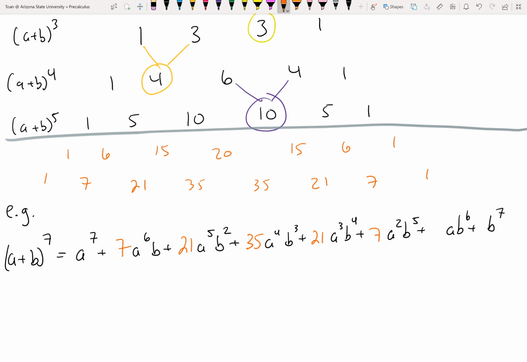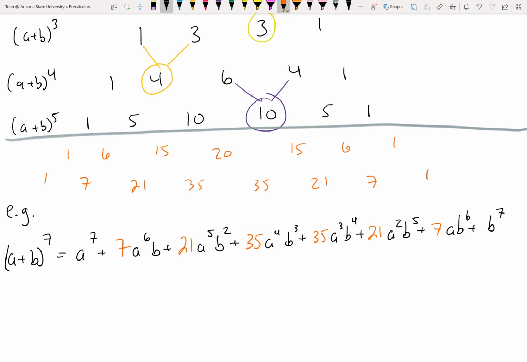7, 21, 35. Oh, I missed the second 35. 35, 21, and 7. Whew. There we go. That is the full expansion.